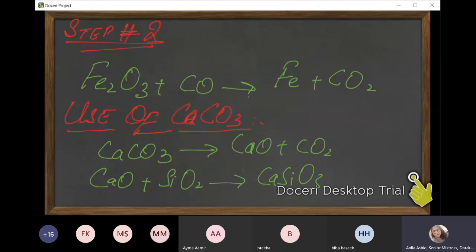So we discussed calcium carbonate as well. I'll quickly give a look now at the formation of steel.